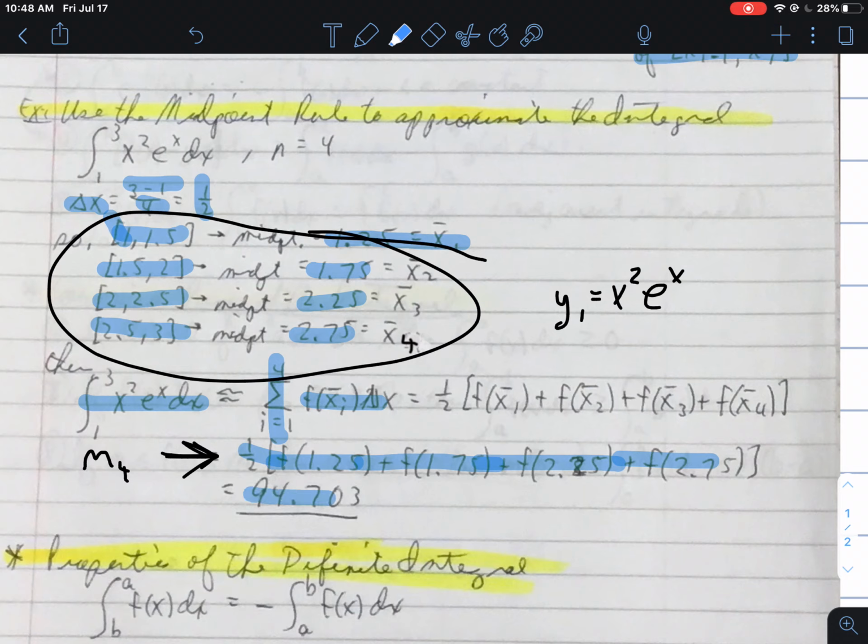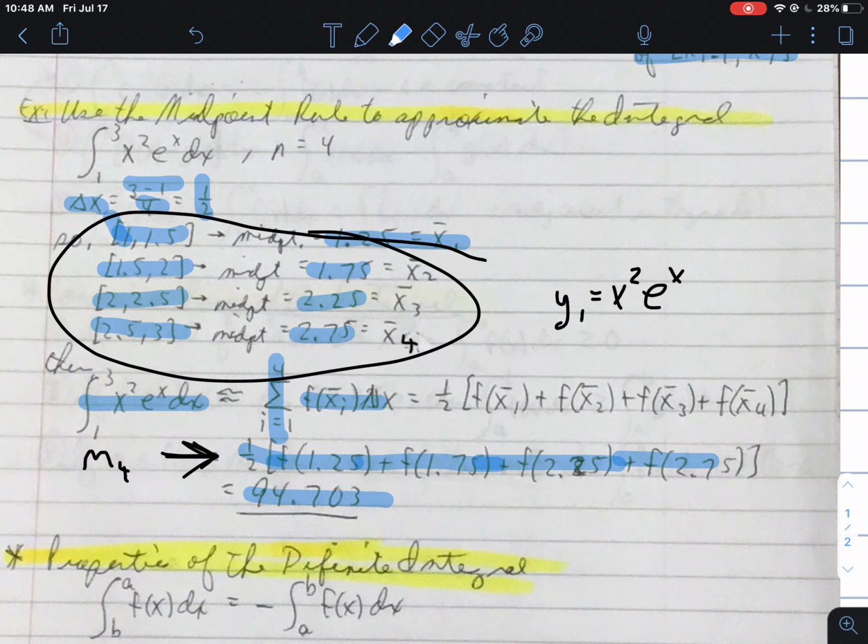Hit enter, and we've got approximately 94.703. I just rounded this one to a few decimal places, is what you should get. Okay? And that's it. I'm going to give you one of these on your next test where you're going to do an approximation with one of these methods, whether we choose the right endpoint, left endpoint, midpoint, and you're going to see those in the homework.